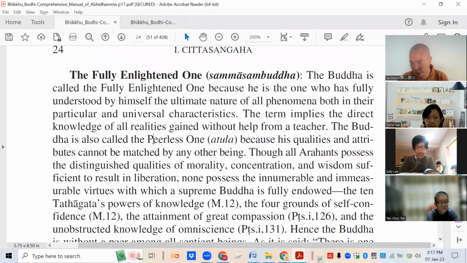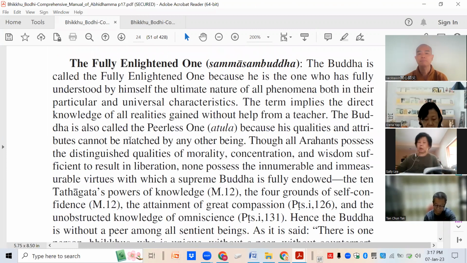Now we go to the second paragraph. Okay, yes, Sally, can you please read the second paragraph, the fully enlightened one?